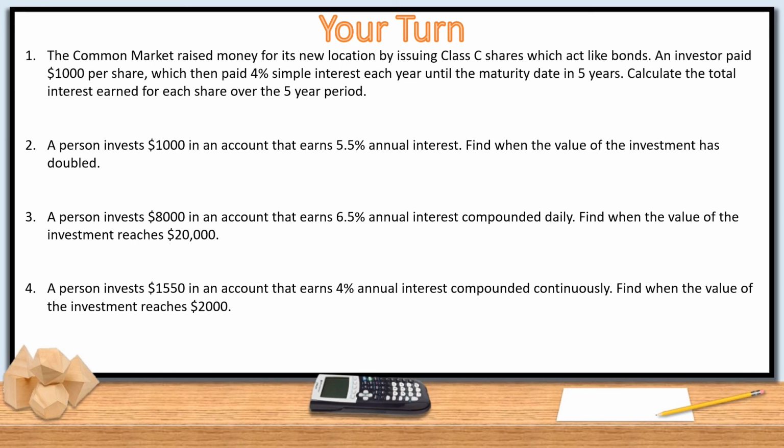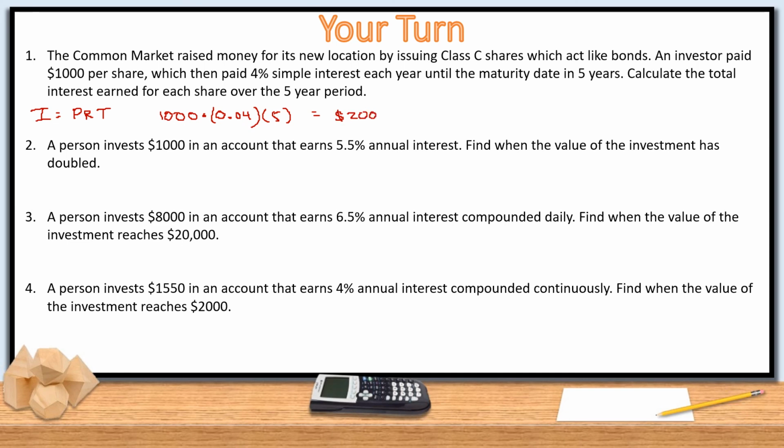So let's see, you've got $1,000 for a share, 4%, 5 years that they're going to hold it for. And we're just going to calculate what is the total interest earned for each share. So if you bought more than one share, you would just multiply your answer by however many shares you owned. So the interest is the principal times the rate times the time. Very straightforward one. So 1,000 times 0.04 times 5 years. So 1,000 times 0.04, so it's $40 per year times 5 is $200.